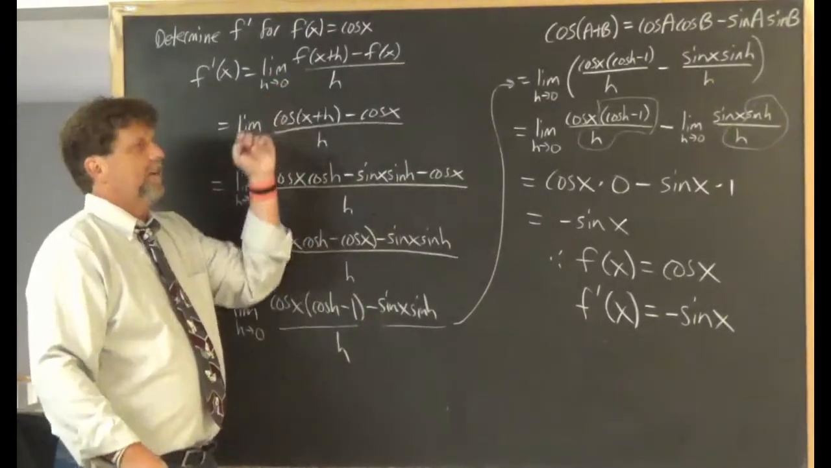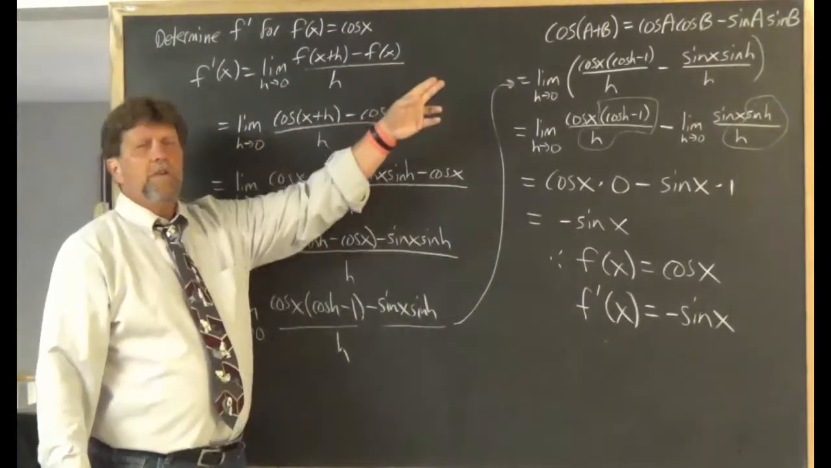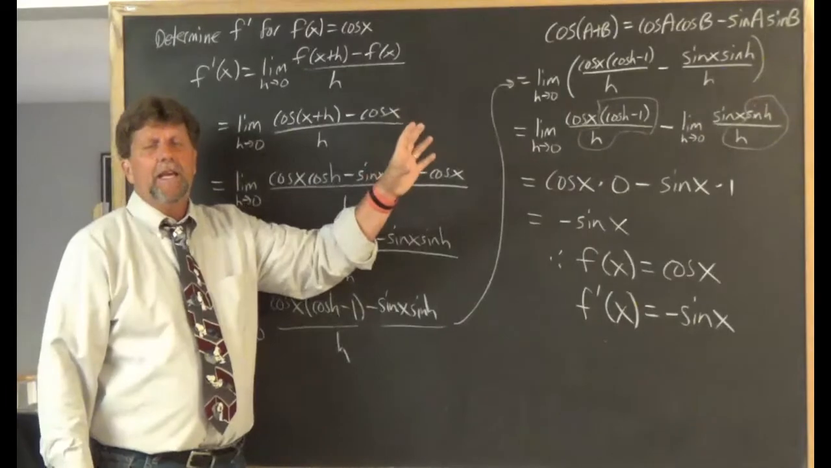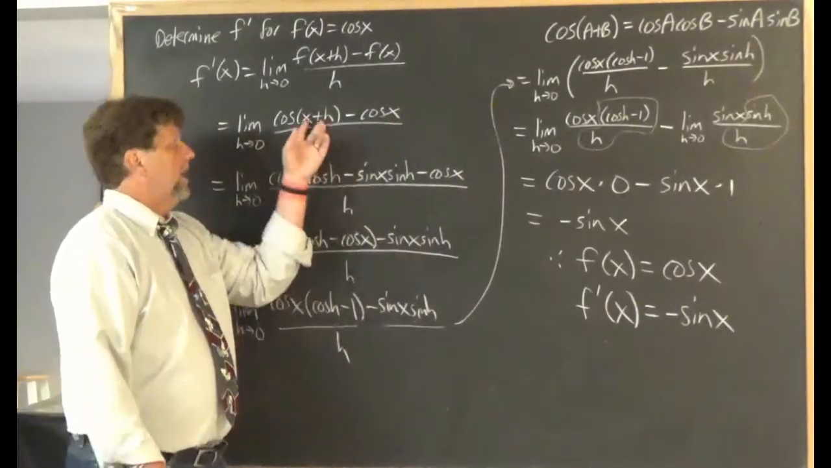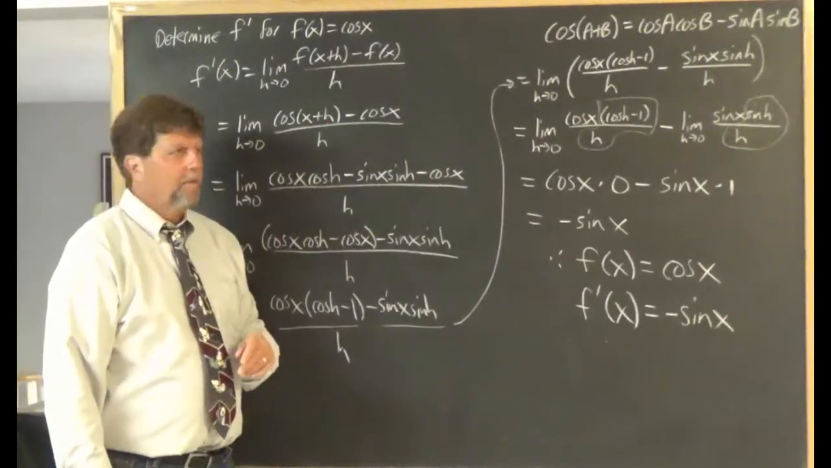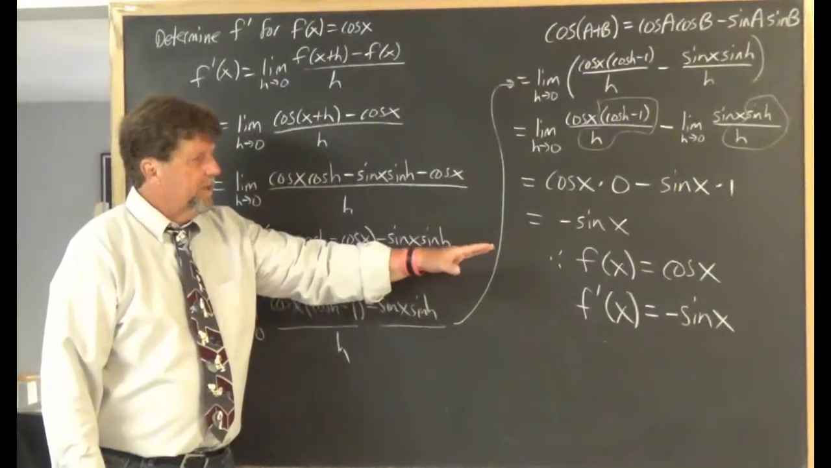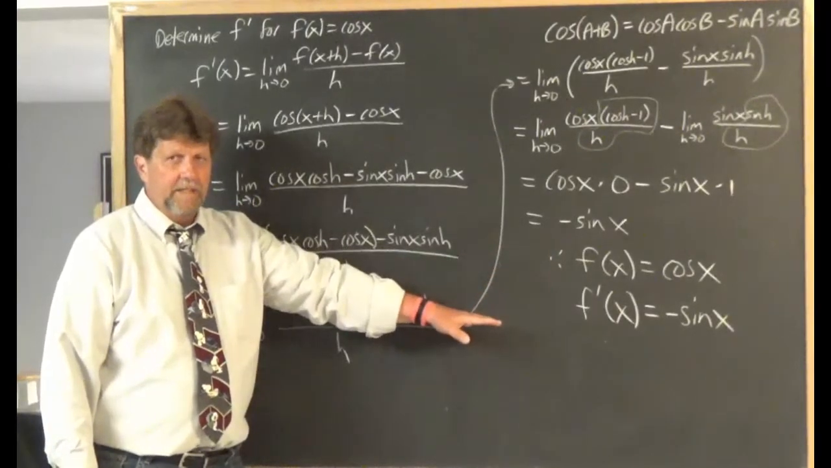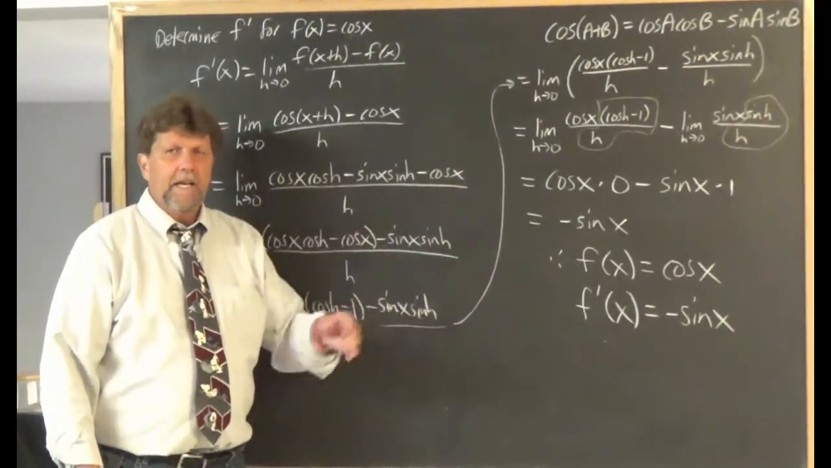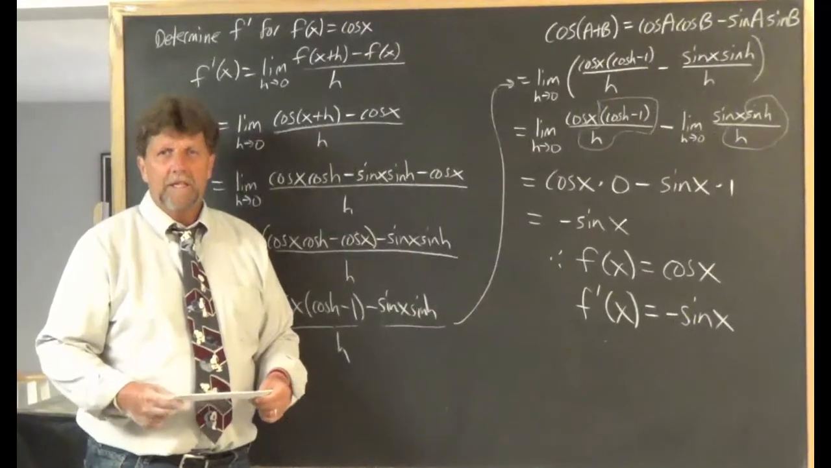We'd have to use the definition, but we wouldn't be using the cosine a plus b identity. We'd be using the sine of a plus b identity around this step. So we've derived the derivative for cosine x. Derivative of cosine x is negative sine x. Let's head back to the slides and formalize this.